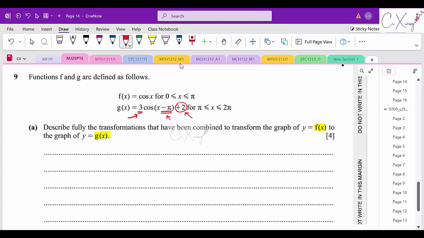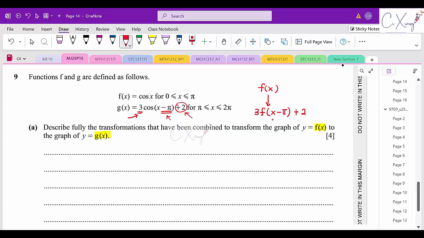Okay, so in short now, when you are having f(x), basically you will realize that you multiply the 3 outside the basic function, but you have a minus pi inside the basic function, then you're having a plus 2 outside the basic function. So your g(x) looks something like this. And how can you describe it using a statement, a sentence?